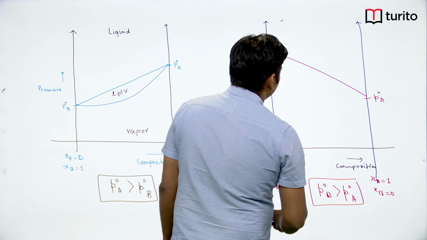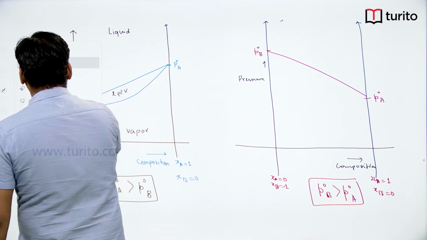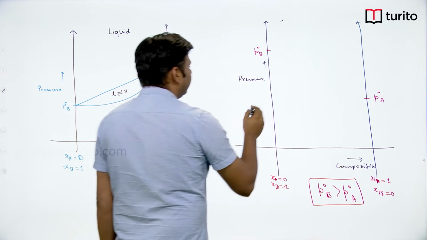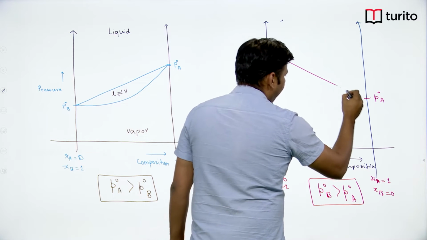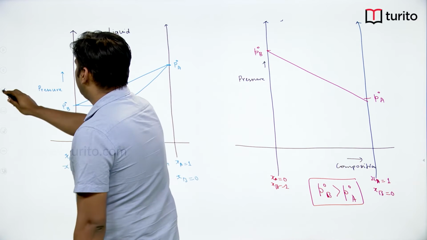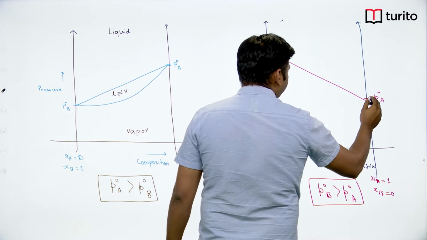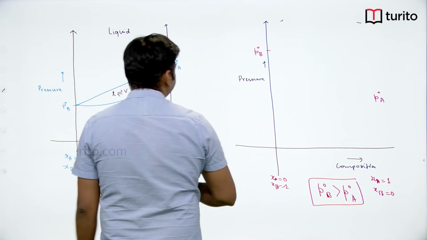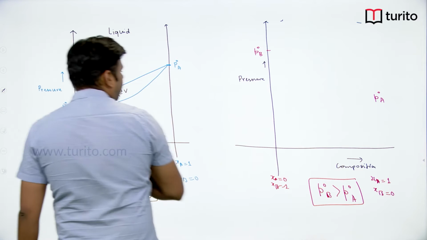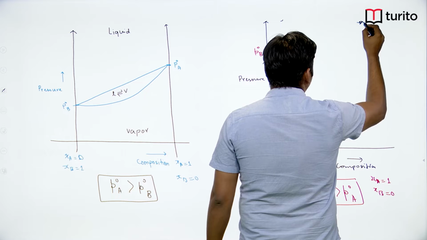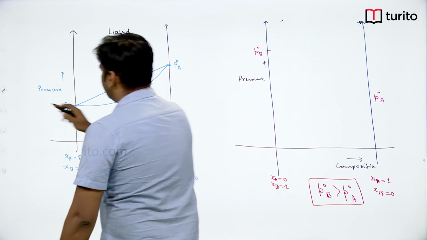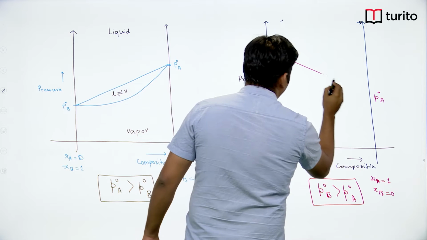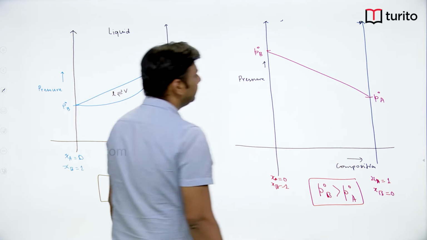I hope this is looking like a straight line, if not then I will just erase this. Okay, this is basically a straight line. So suppose this was your P naught B, P naught A.